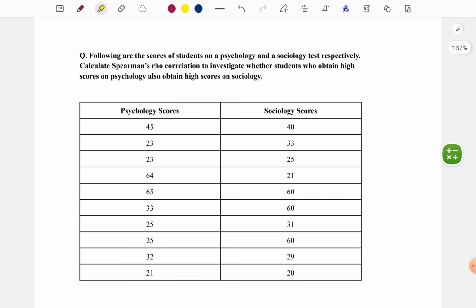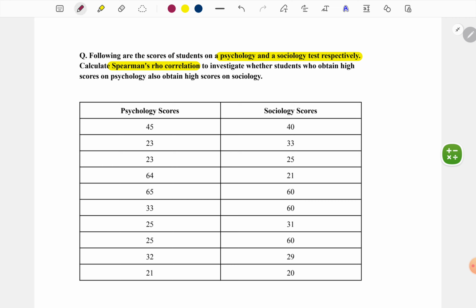Here we have a question. The question wording is not very important, but just so that you understand what the sum is about, I am reading it out. Following are the scores of students on the psychology and sociology test respectively. Calculate Spearman's rho correlation to investigate whether students who obtain high scores on psychology also obtain high scores on sociology.